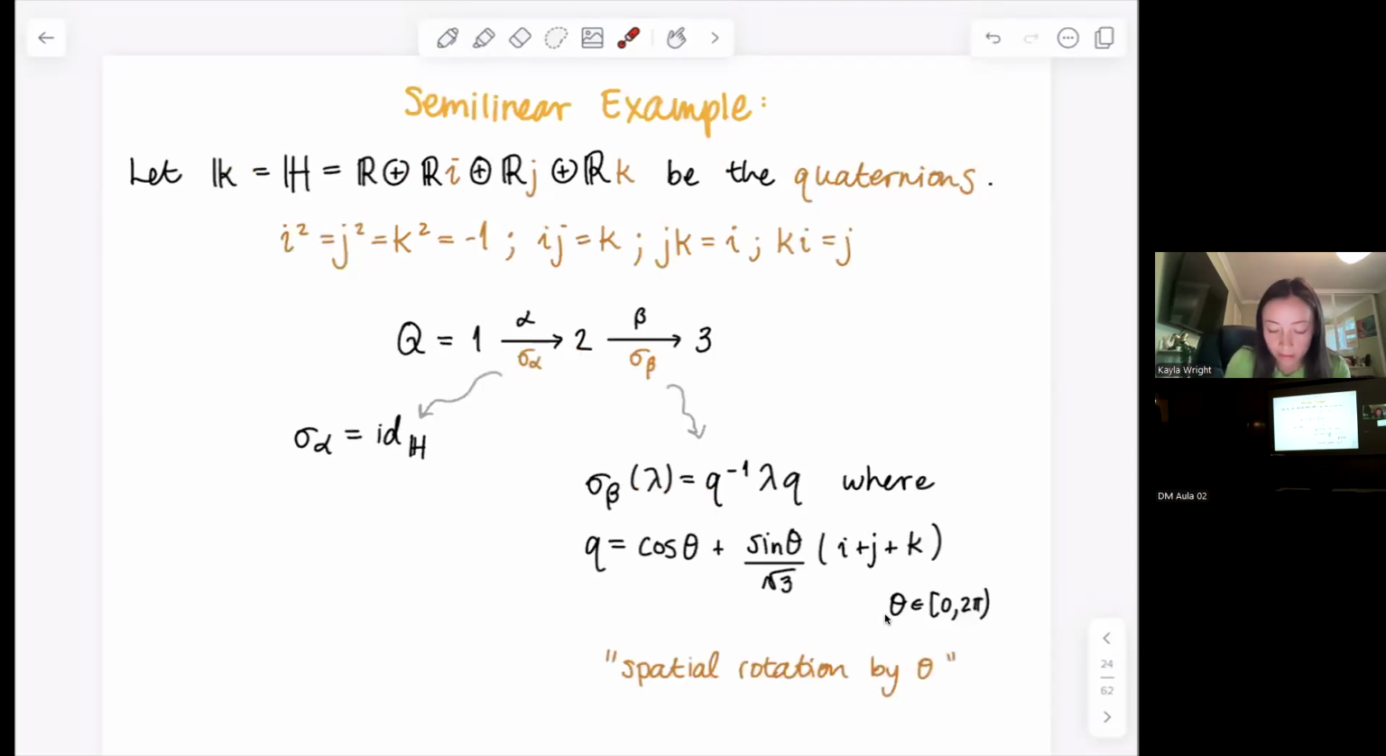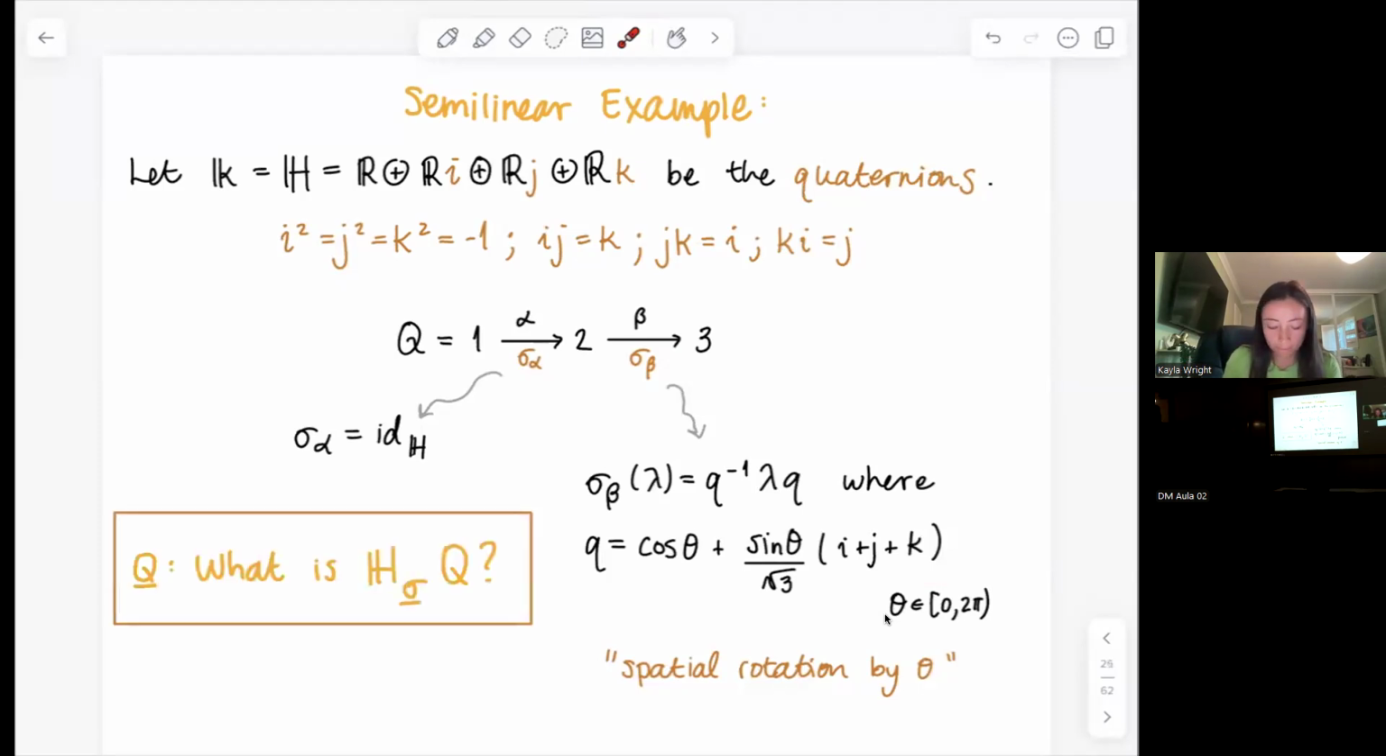So remember, we need an automorphism for each arrow in the quiver. So I'm going to just let sigma alpha be the identity automorphism. So that one's not doing anything interesting. But I'm going to look at some non-trivial automorphism on beta. Namely, if you look at this formula that I've written here, you're conjugating by this element that's a nice special element in the quaternions that mimics rotation by an angle theta. So we'll choose some angle theta between 0 and 2 pi, and this is going to visually look like a rotation by that angle as an automorphism.